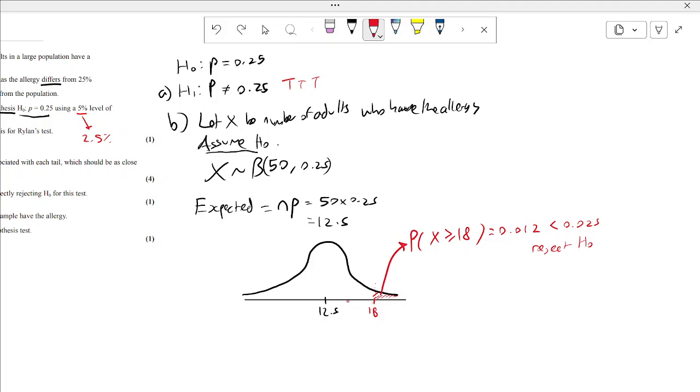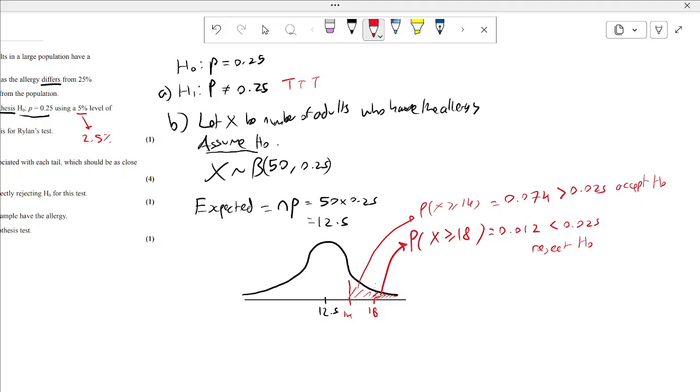To contrast that, if you had instead been told not 18 adults, but 14 adults, and you calculated the area to the right of 14, and when you calculate it, it was something like 7%, that was more than the significance level, this is now not unlikely enough, okay? 7% is not so unlikely that you would change your prior thinking. So this will lead you to accepting H0, you would not change your mind.